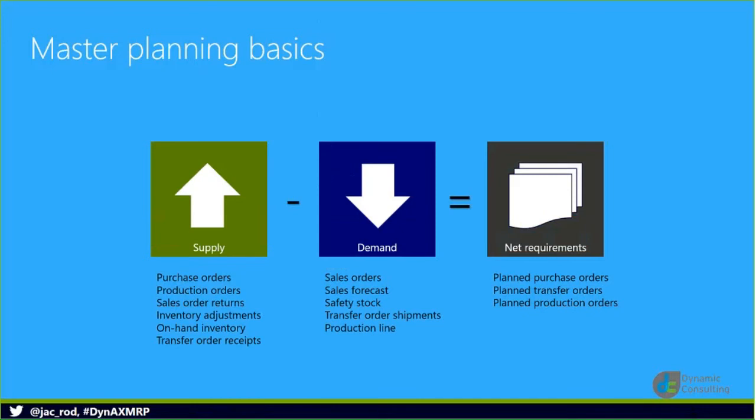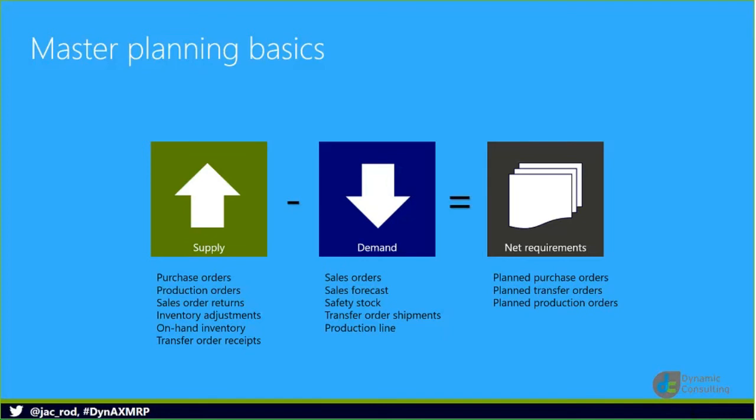And then master planning takes both of those pieces of information, your supply and your demand, and a bunch of other generic settings or parameters, and then calculates what are called net requirements. And the net requirements are AX's way of telling you, I think you have enough, or I think you don't have enough to satisfy the demand that's coming into your system. And if you don't have enough, master planning generates what are called planned orders. And that might be planned purchase orders or planned transfers or planned production orders as well.